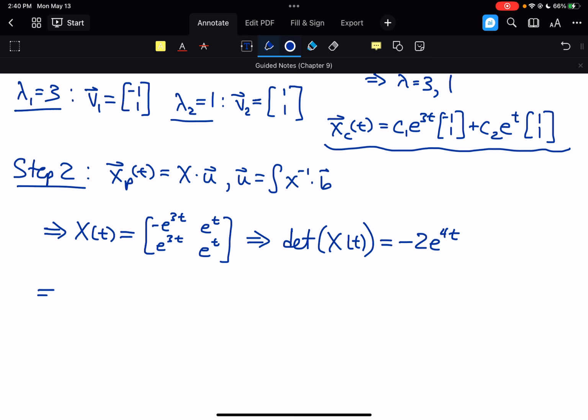So our inverse, we're throwing it way back to chapter 2, when we first learned about how to find the inverse. We take 1 over the determinant, so 1 over negative 2e^(4t). And we're going to flip the a and d terms, and we're going to negate the b and c terms. So that's e^t, negative e^t, negative e^(3t), and e^(3t).